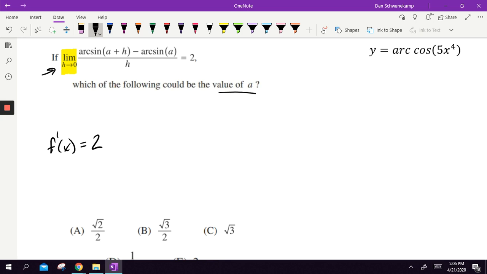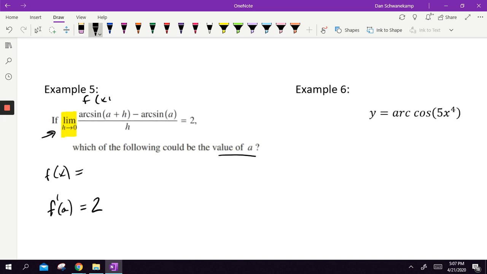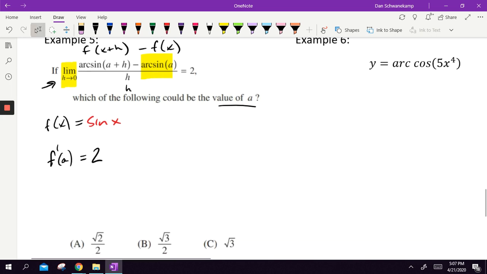So which of the following could be a value of a? A is the x value. So really it's f prime of a is equal to 2 is what that's telling me. All right, well, what is f of x? What is my function that's being stated here? Remember, it's the limit as h approaches 0 of f of x plus h minus f of x all over h. Now, this is f of x right there, arc sine of a, or in other words, arc sine of x. That's my function. f prime of a is equal to 2.